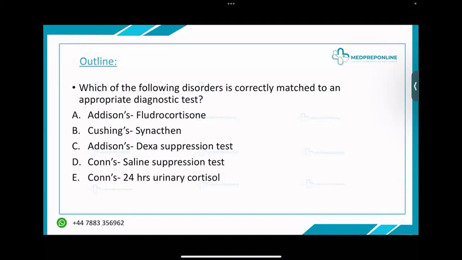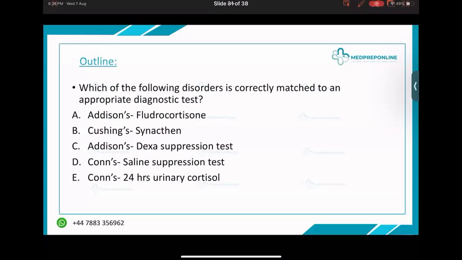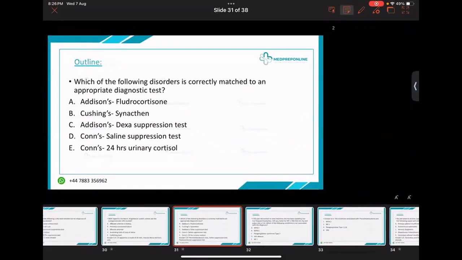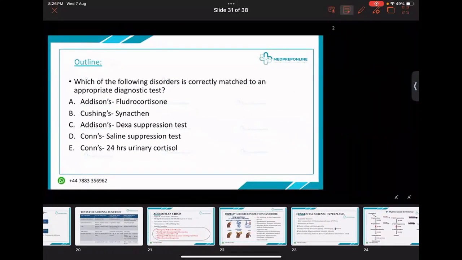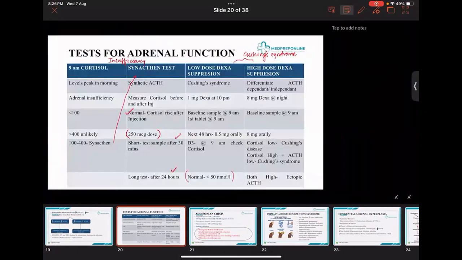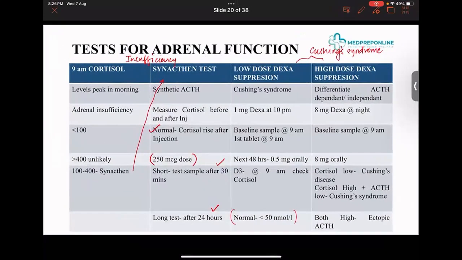Answer is B, Cushing's, cosyntropin. Again, we go back to the table. Even if you don't know the answer, by exclusion, you all should be able to solve it. Just remember this table. For adrenal insufficiency, that is Addison's disease or Addisonian crisis, you just have two tests. 9 AM cortisol is your test of choice. If 100 to 400 is the value you obtain, your diagnosis is not confirmed by 9 AM cortisol, then you go for a cosyntropin test.